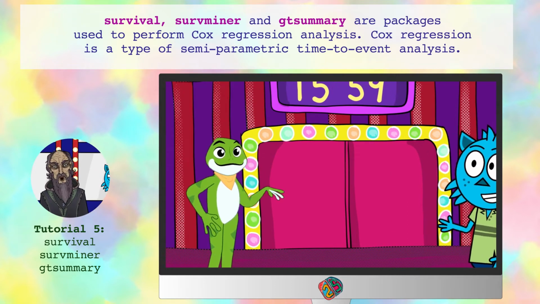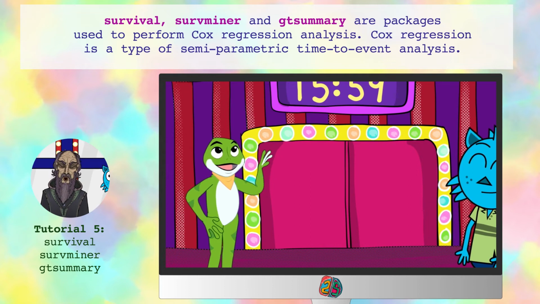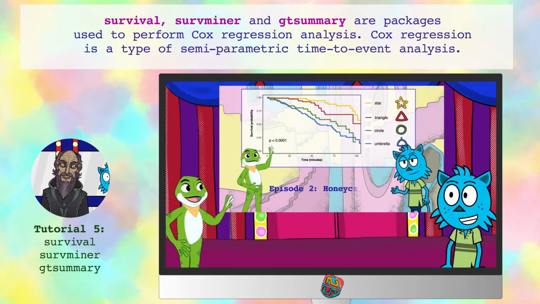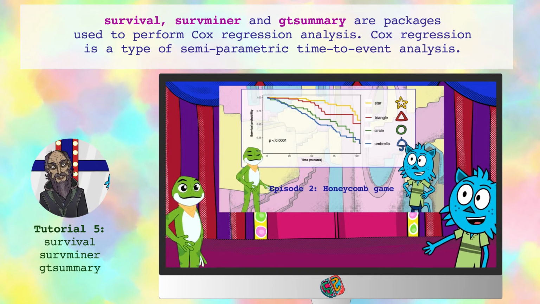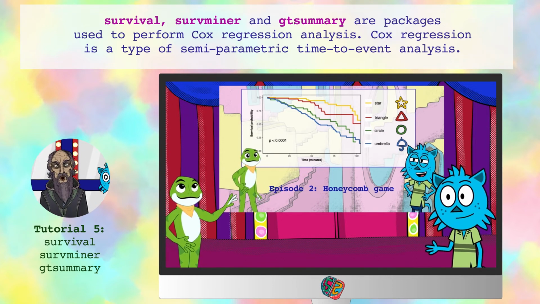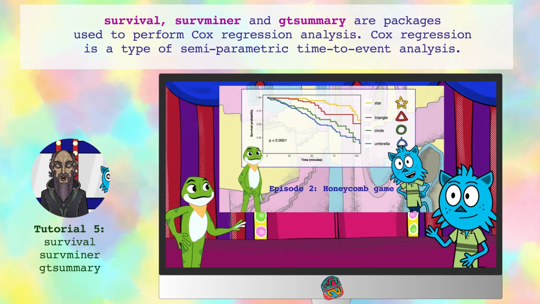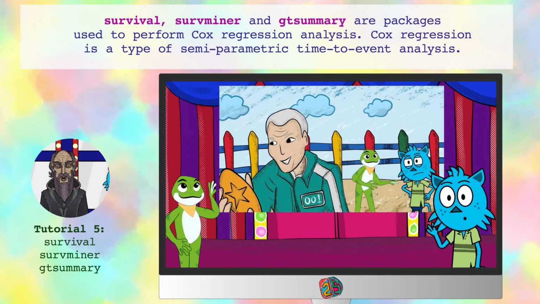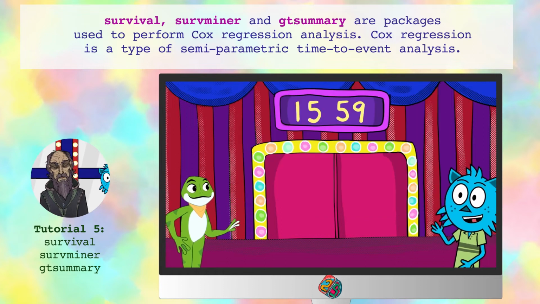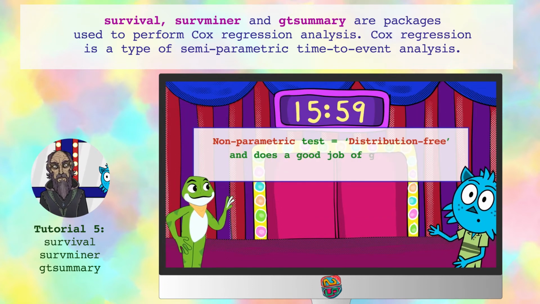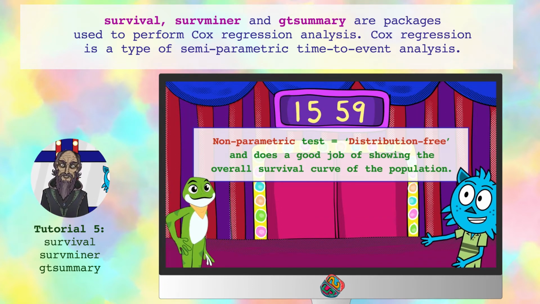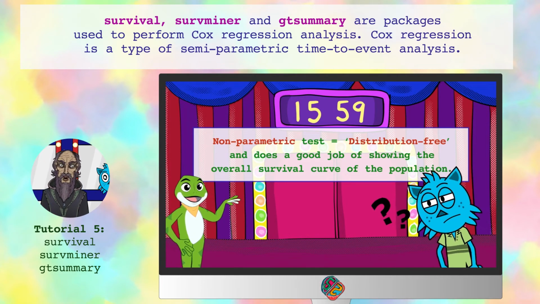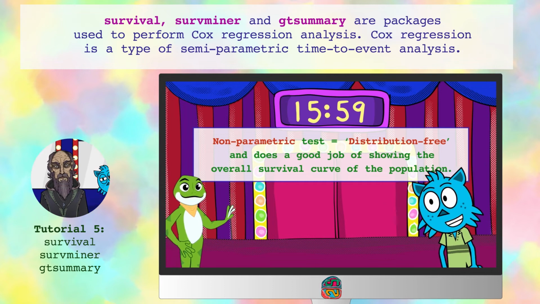Cox regression? Is that the same as the Kaplan-Meier time-to-event analysis we did in episode 2 of the Honeycomb Challenge? In survival analysis, we can use parametric or non-parametric techniques for modeling the survival function. The Kaplan-Meier is a non-parametric estimator, meaning that it does not rely on any assumptions and the data does not have to follow a specific distribution. Does this mean that Cox regression is a parametric test?